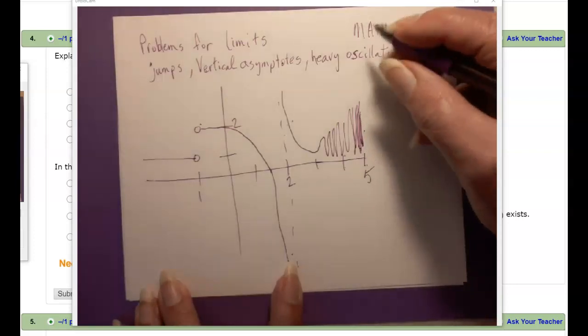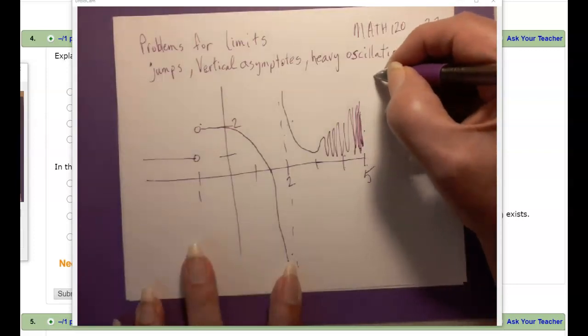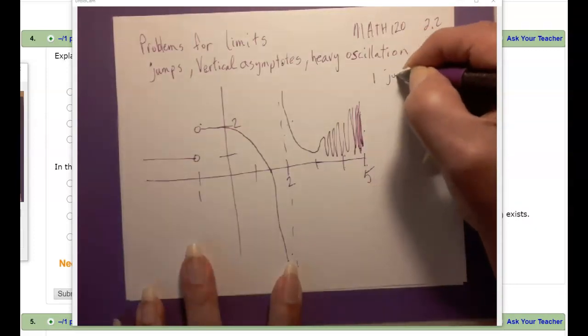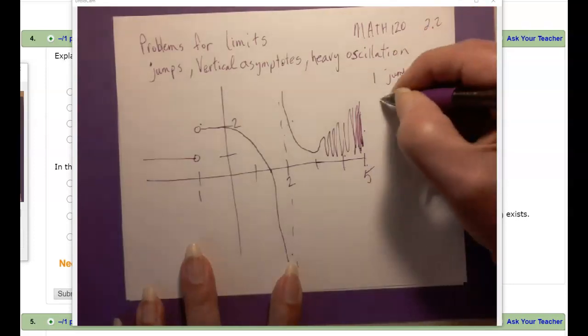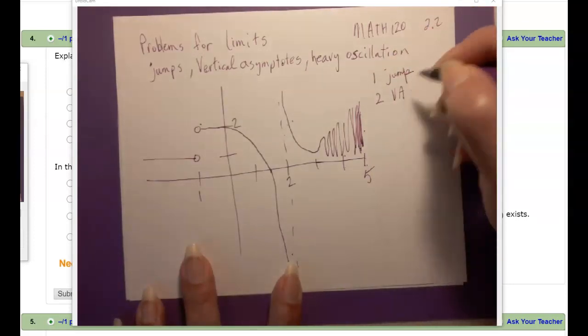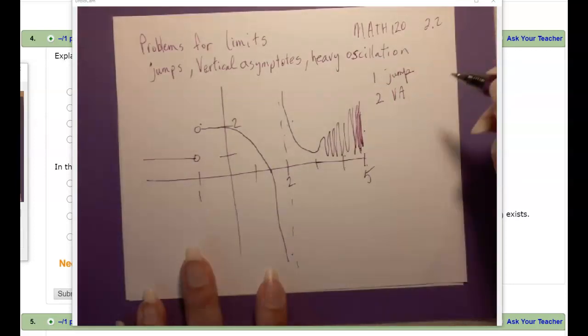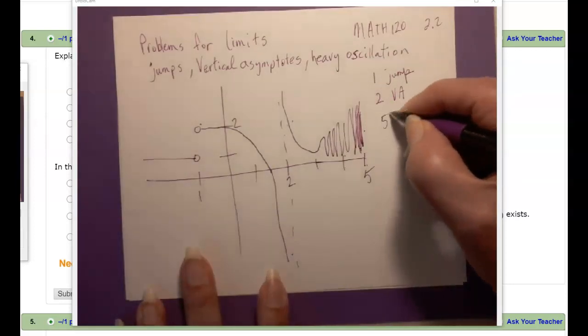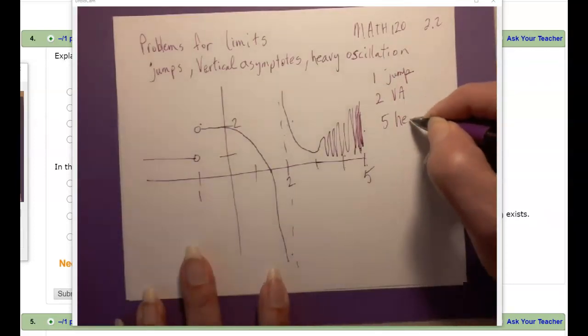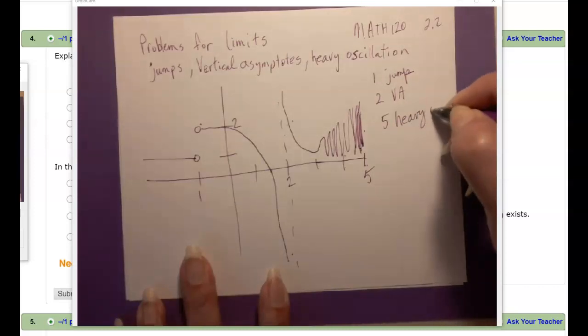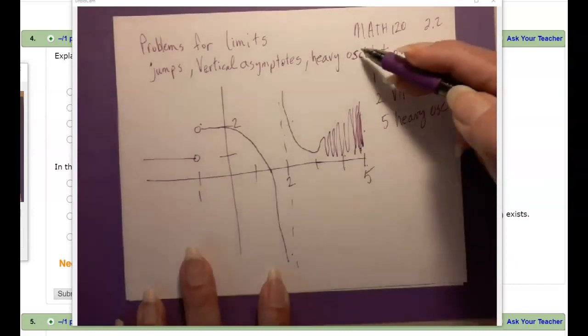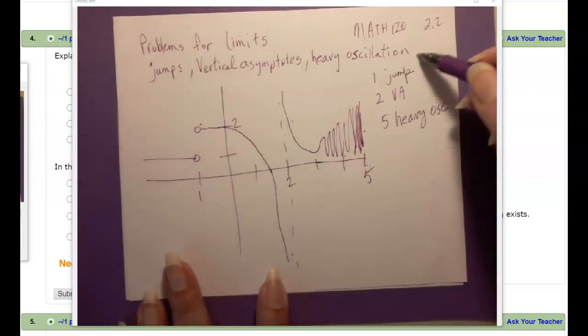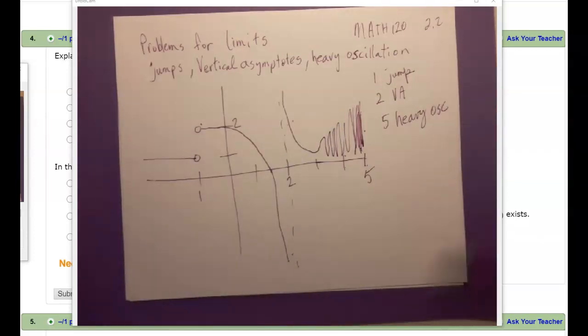So to summarize this, I have at 1 there's a jump. At 2 there's a vertical asymptote, VA. You can write vertical asymptote if you want to. And at 5 there is heavy, and I'll let you get away with writing OSC. Heavy O isn't enough. OSC is what I need. If you're going to spell it out, spell it correctly, please.